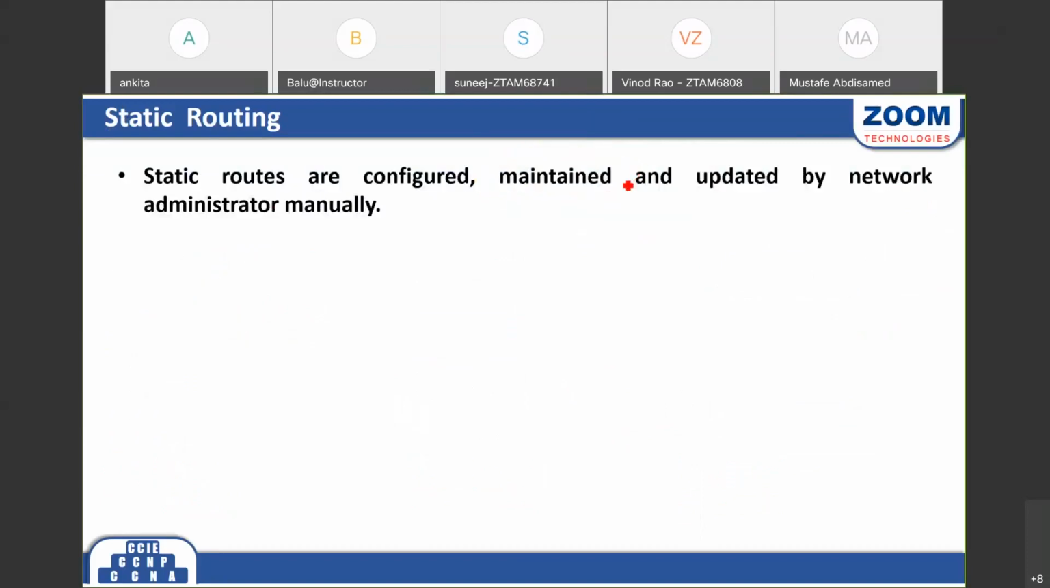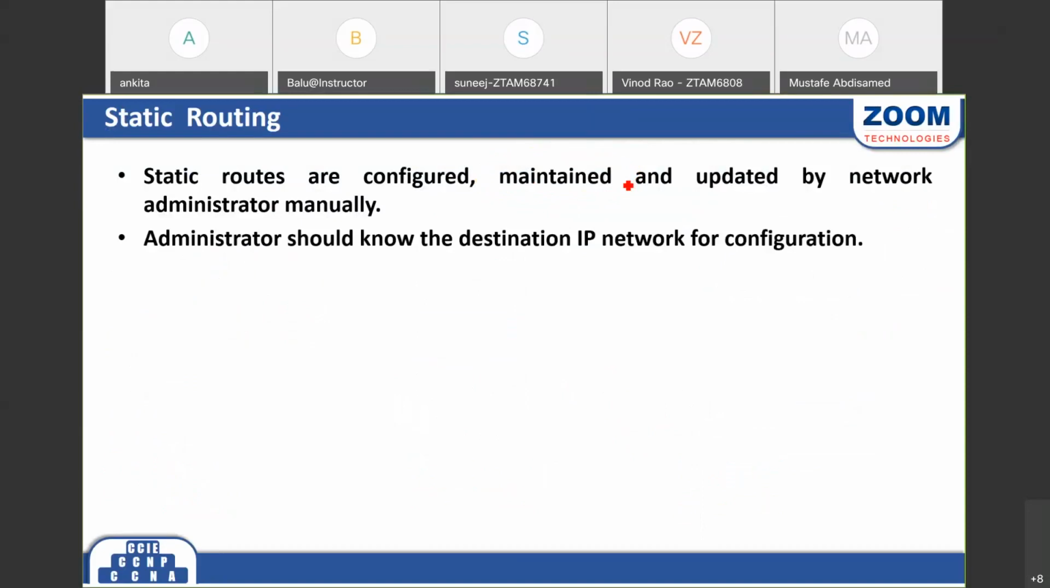The second point is a very important point here. See this here: the administrator should know the destination IP networks for configuration. In your company, if you want to implement static routing, the first point is that we should know all destination IP addresses to configure. If 100 destination networks are there, you should know all 100 networks. You should configure, maintain, and update them manually.